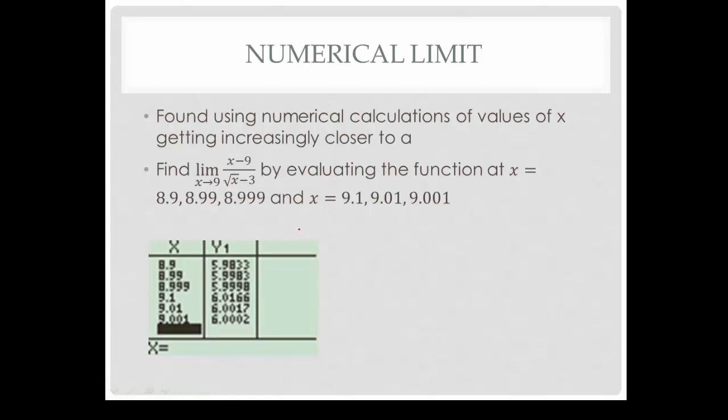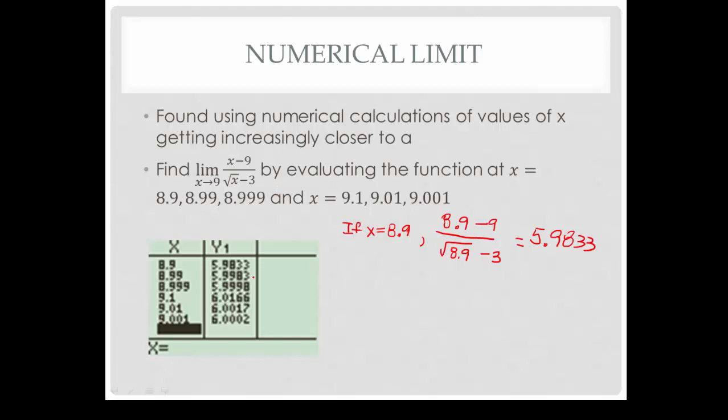Let me show you how I got one of them. So for example, when x was equal to, let's say, 8.9, the way that I did that, I just took 8.9 minus 9 and divided it by the square root of 8.9 minus 3. And when you put that into a calculator, what you get is 5.9833. That's of course only out to 4 decimal places. This goes on farther, but that's how I'm getting all of these numbers. I'm letting the calculator do those for me.